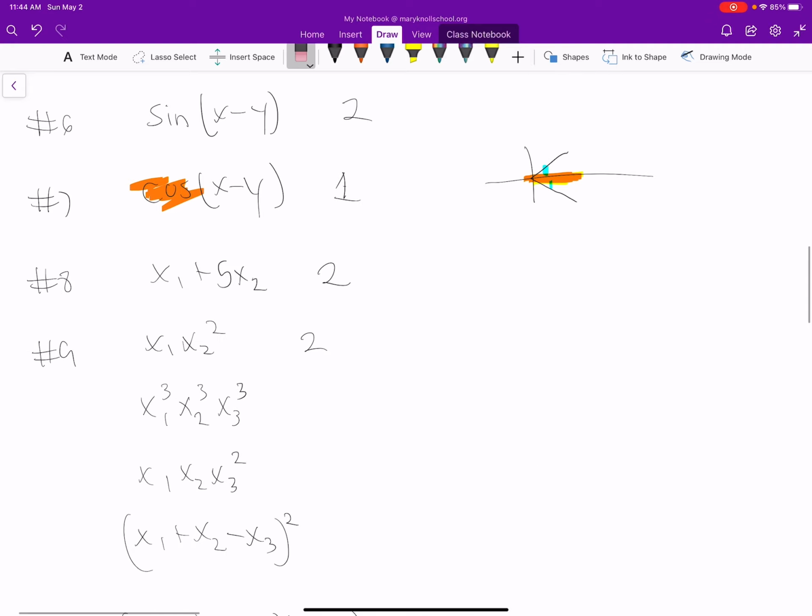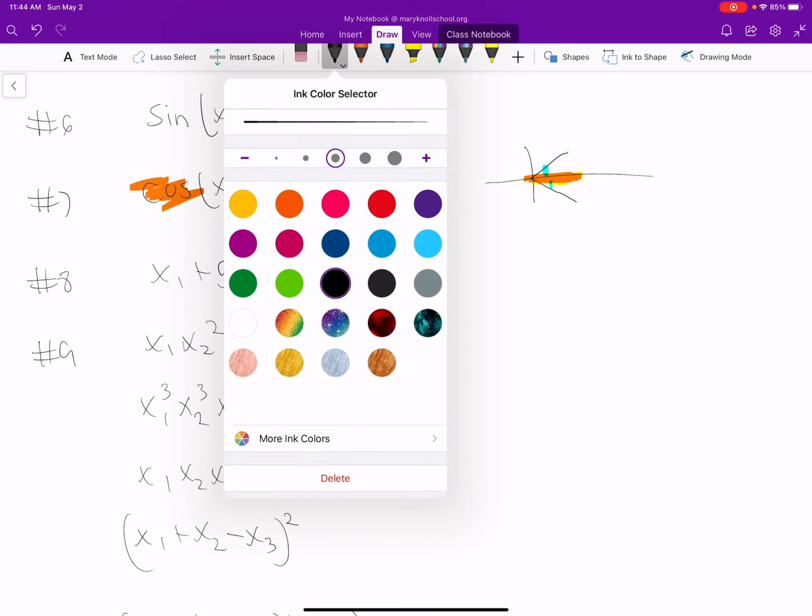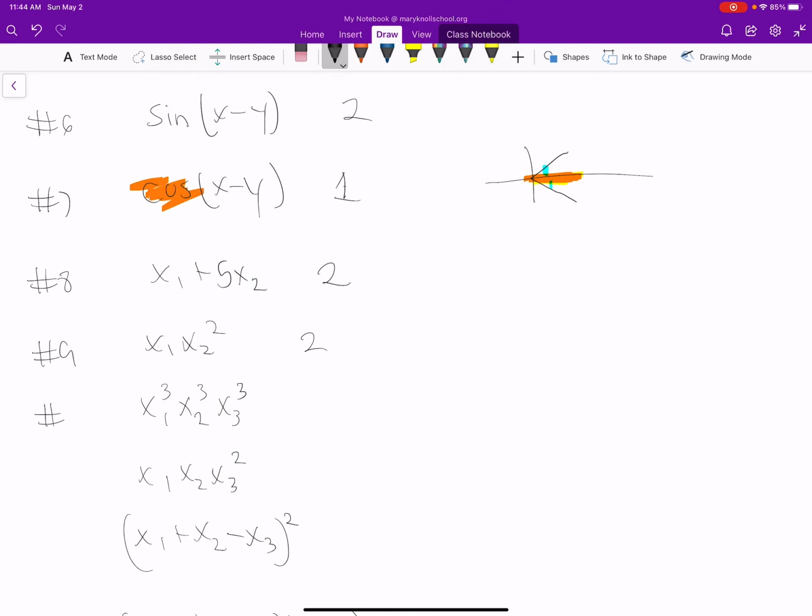Number 10. In this case, I believe we get 1 distinct variant because it doesn't matter if we do x1 cubed, x2 cubed, x3 cubed, or we do x2 cubed, x3 cubed, x1 cubed. We can move those around so they look exactly the same. So 1 distinct variant there. Oh, no. Messed up. Okay, so now we're looking at number 11.